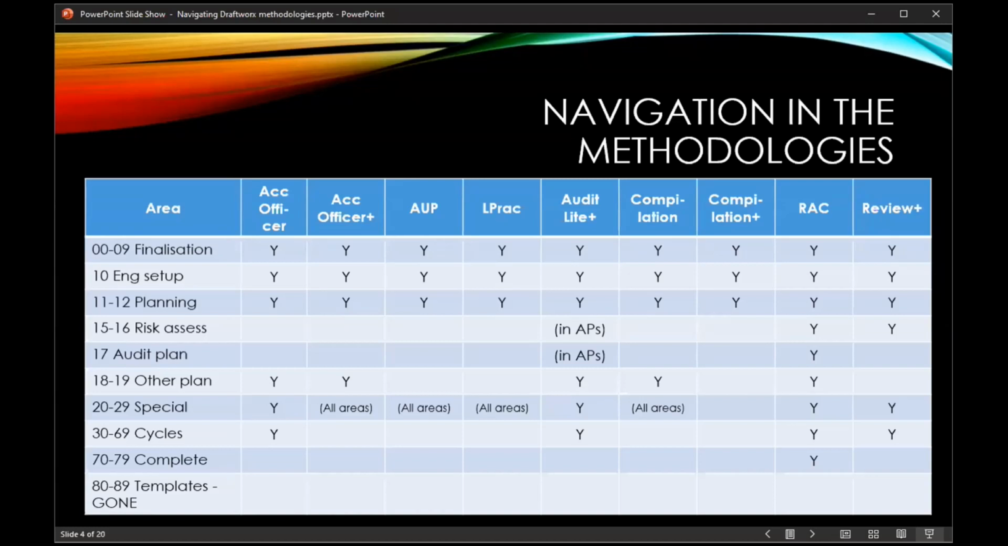Yes, it does change, but in RAC and Audit Light Plus, for instance, that is going to deal with journals, and it's going to deal with contingencies and related parties. So any special risk areas that we identify in the audit are going to be in section 20 to 29. And then everything from section 30 to 69 deals with various business cycles.